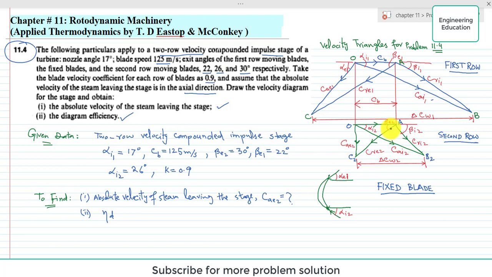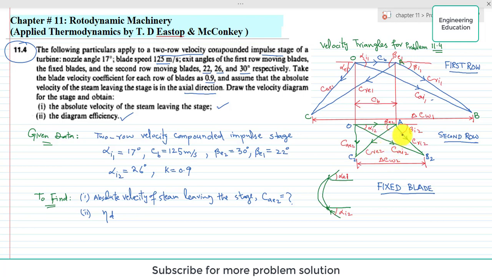Looking to the notations, we have used the symbols just like previous problems. This is the absolute velocity at inlet for stage 1, first row. This is the relative velocity with respect to the blade at inlet, and this CRE is the relative velocity at exit. CAE is the absolute velocity at exit for stage 1.